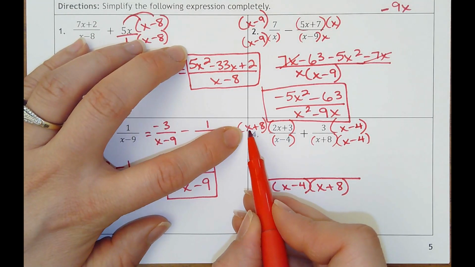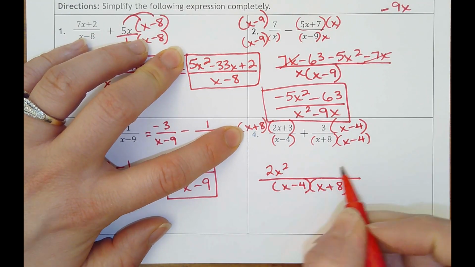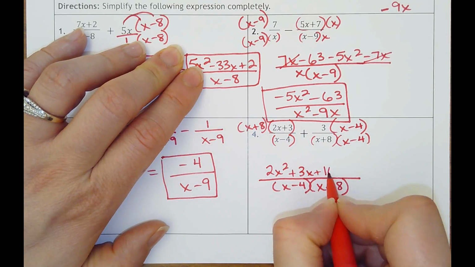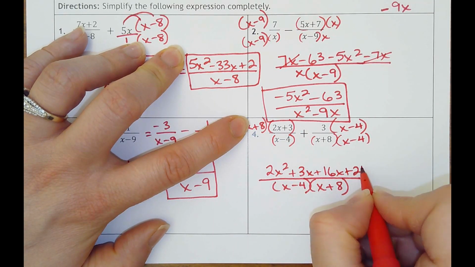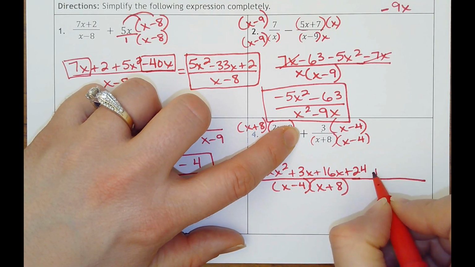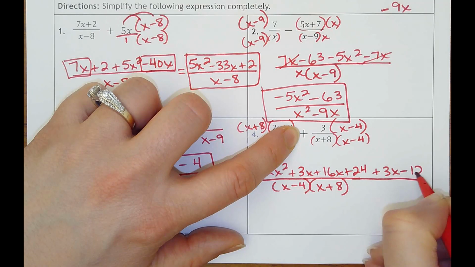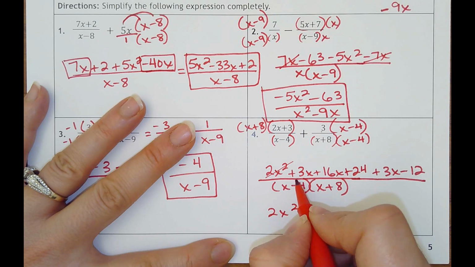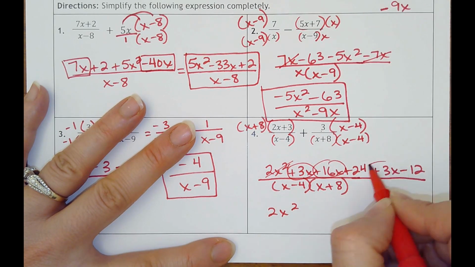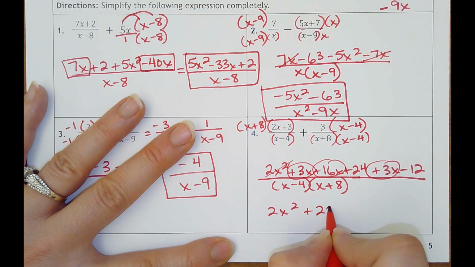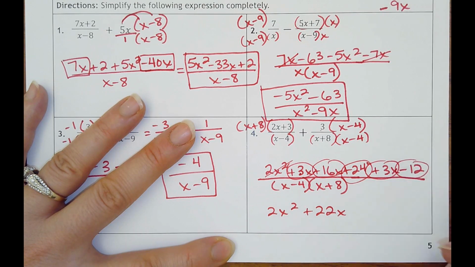So I'm foiling. X times 2x is 2x squared. Outers would be 3 times x. Inners would be 8 times 2x. And last would be 8 times 3 is 24. Okay, next one I'm distributing a 3, a positive 3, times x, and a 3 times negative 4. Now I'm going to simplify, so I get 2x squared. I get 3x plus 16x plus 3x. 3 plus 3 is 6 plus 16 would be 22x. 24 minus 12 would be 12.